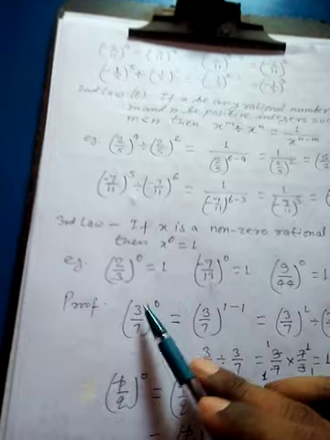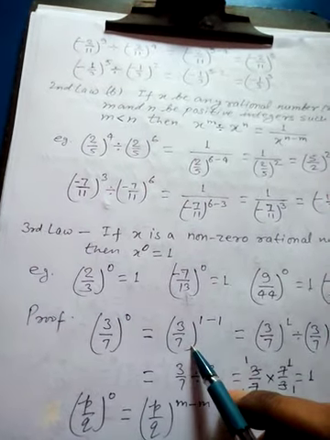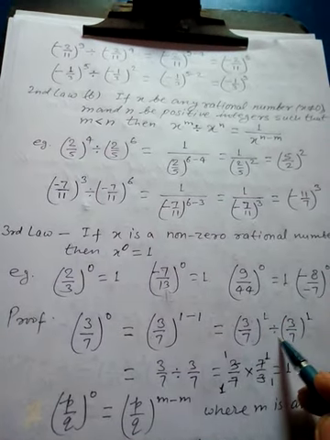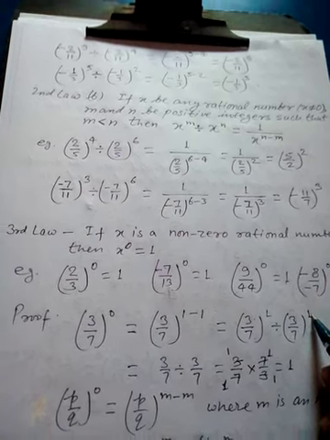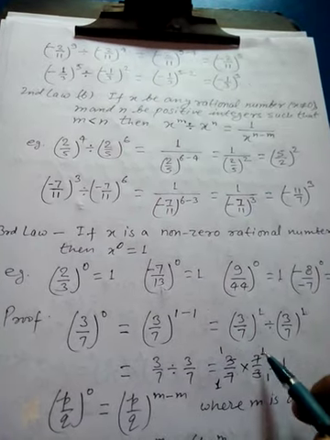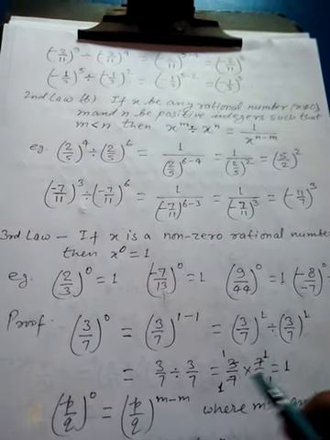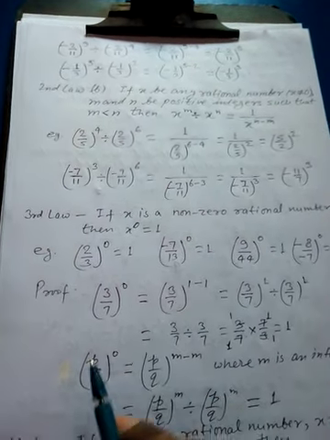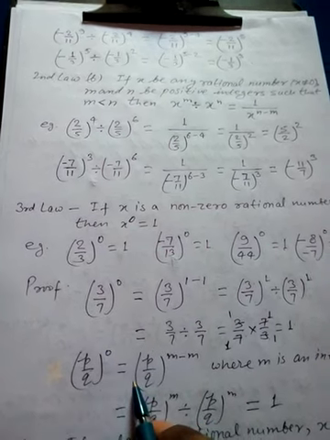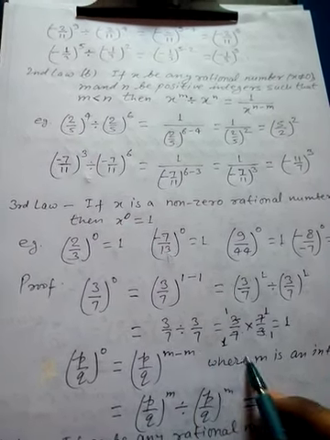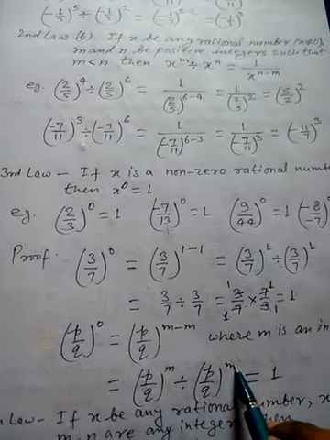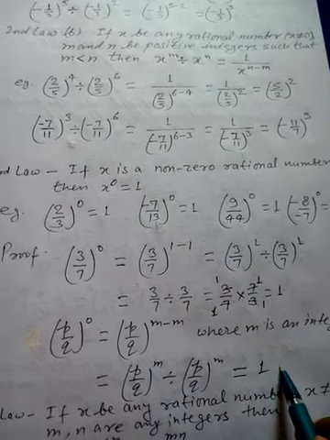How can you prove it? 3 by 7 to the power 0 can be written as 3 by 7 to the power 1 minus 1. And this can be written as 3 by 7 to the power 1 divided by 3 by 7 to the power 1. Then you can write 3 by 7 divided by 3 by 7, that is 3 by 7 into 7 by 3, the reciprocal, then you will get 1. It means in the generalized form, p by q to the power 0 equals p by q to the power m minus m, where m is any integer. Then p by q to the power m divided by p by q to the power m: the same number divided by the same number will give you 1.